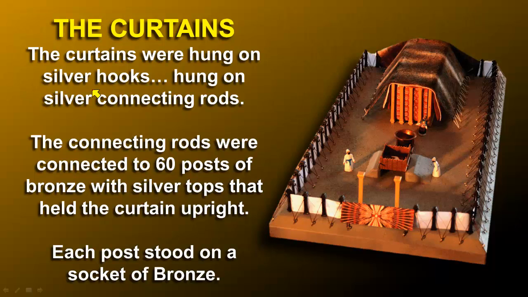So the curtains were hung on silver hooks and on silver connecting rods, and they were connected to 60 posts of bronze with silver tops, and each post stood in a socket of bronze. So this was made so that it was easy to take apart. So when they moved in the desert for 40 years, they would move the tabernacle with them, and it was easy to set up again.